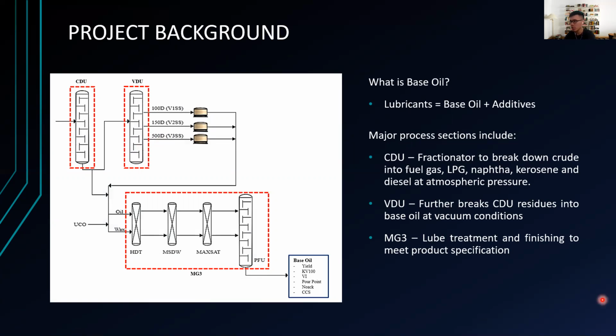The three side draws coming out from the VDU are mostly base oil, which will combine with some of the CDU bottom residues and the unconverted oil stream and enter the MG3 section for treatment to meet their respective product specification. And these are the 6 key parameters which we want to predict in this work.